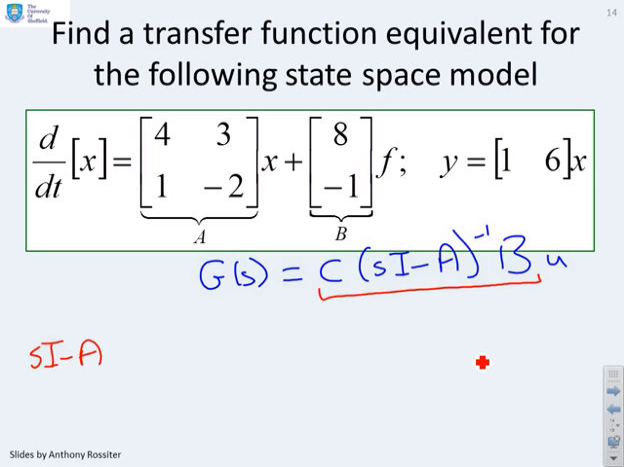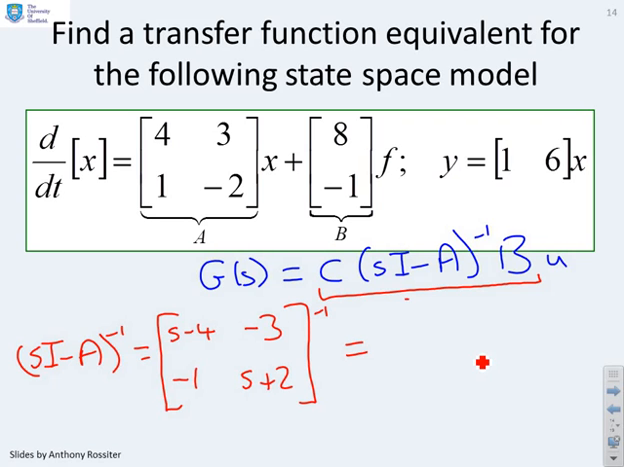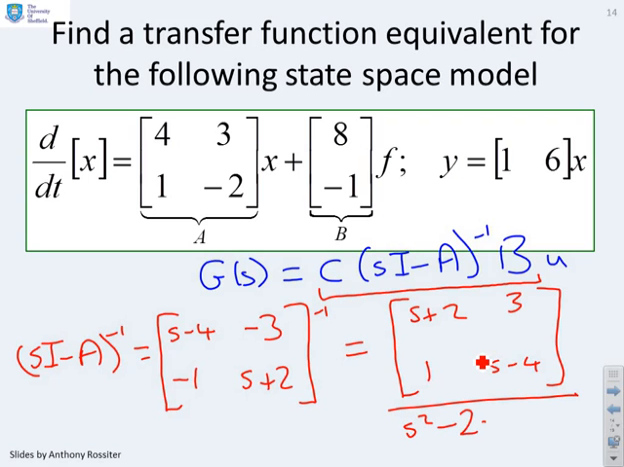So (sI minus A) inverse equals s minus 4, minus 3, minus 1, s plus 2, inverse, which if we do that, you'll see we're going to get s plus 2 and 3, 1 and s minus 4, all divided by s squared minus 2s minus 11. So that's the first bit, getting the (sI minus A) inverse. So the next step is to multiply by C and B.